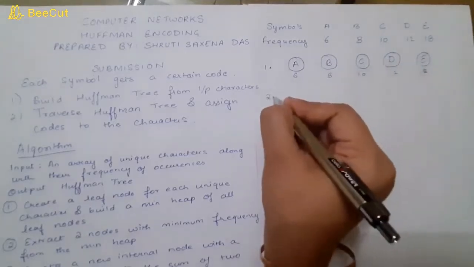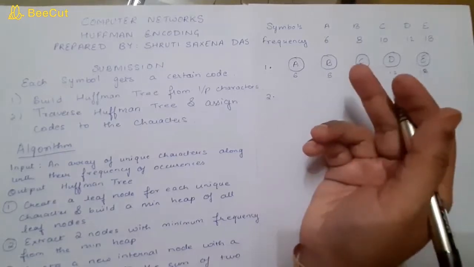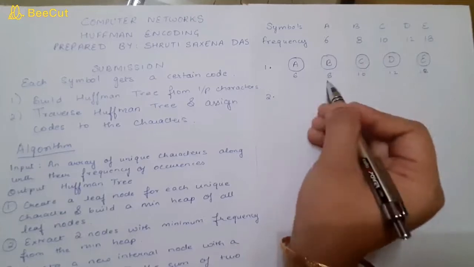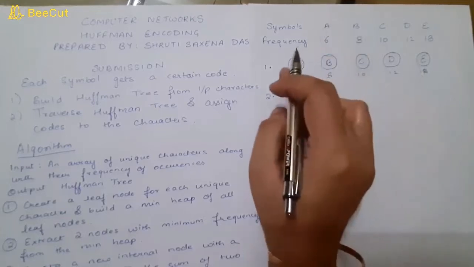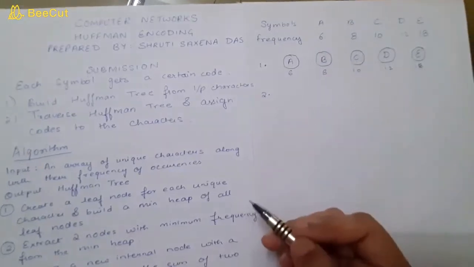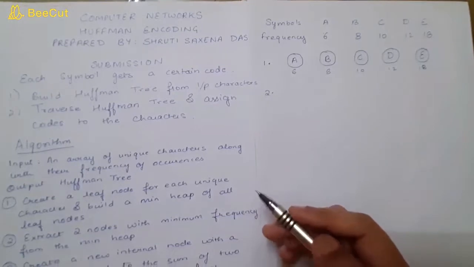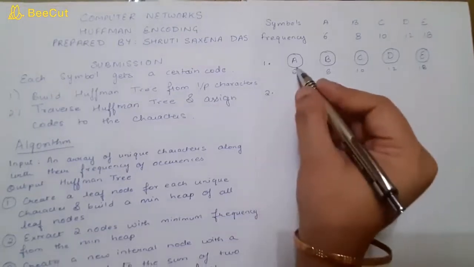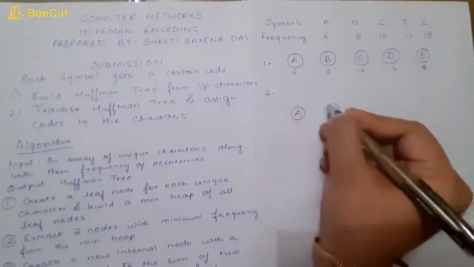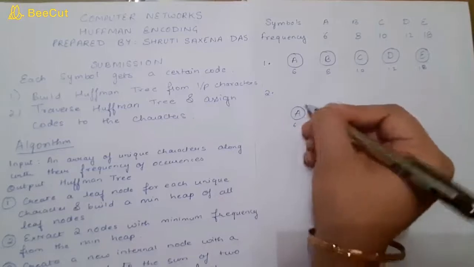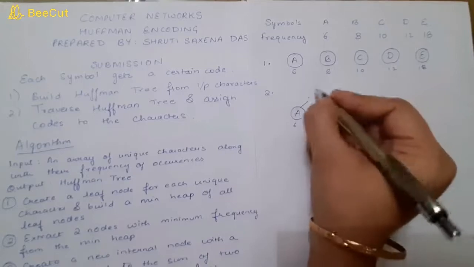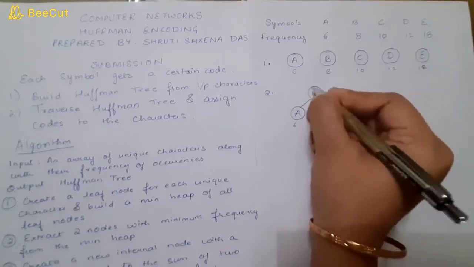In the second step, we need to extract 2 nodes with minimum frequencies. The minimum frequencies are 6 and 8, A and B. We need to extract A and B. Now the third step: we need to create a new internal node with a frequency equal to the sum of the 2 node frequencies. We have extracted A and B. This is 6, this is 8. We'll sum up their frequencies. Now 6 plus 8 will be 14.